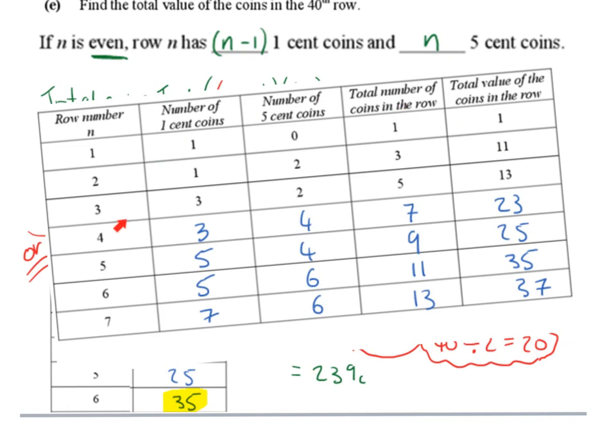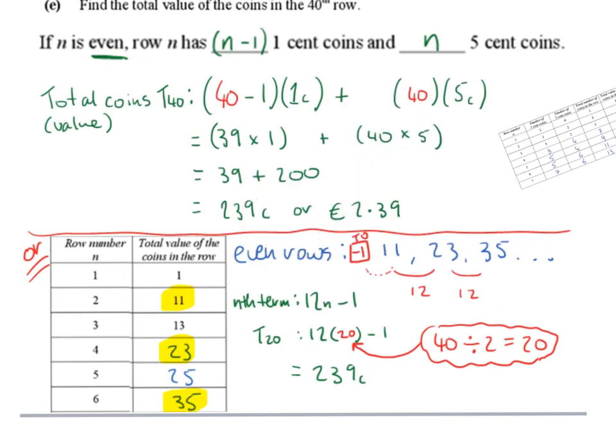So remember, this is the table that we filled in part B. So I've taken the first column, row number n, going 1 down as far as 6, and then I've taken the last column, the total value of coins in the row, going down as far as 35. And I've just stuck them together because I'm not actually interested in these other columns in the middle. So here we have the row number, n, 1 to 6, and then the total value of the coins in the rows.